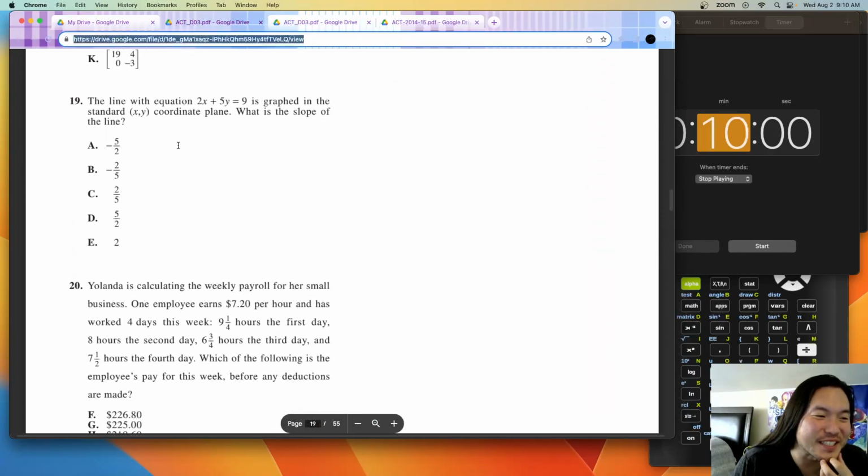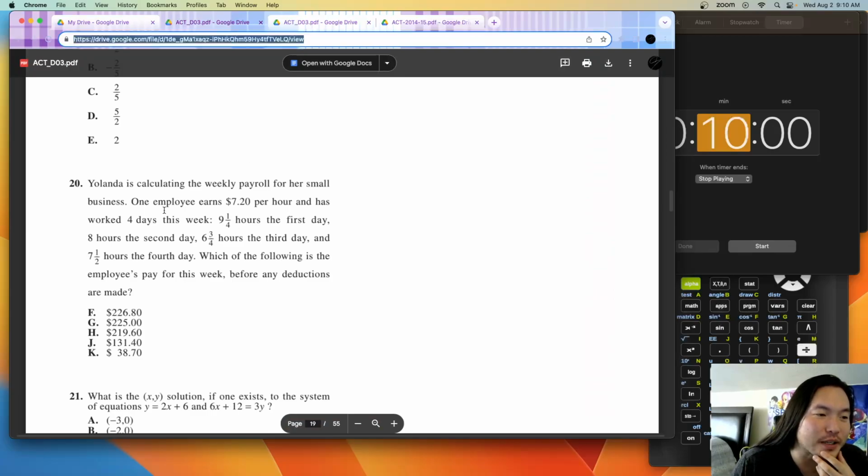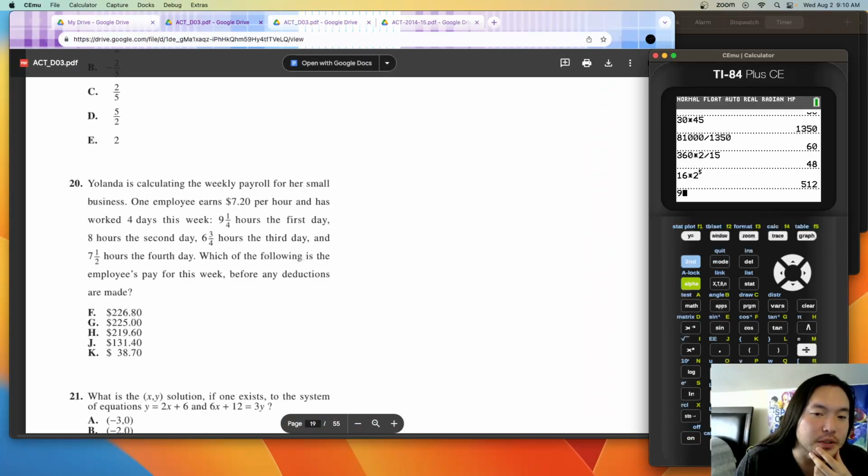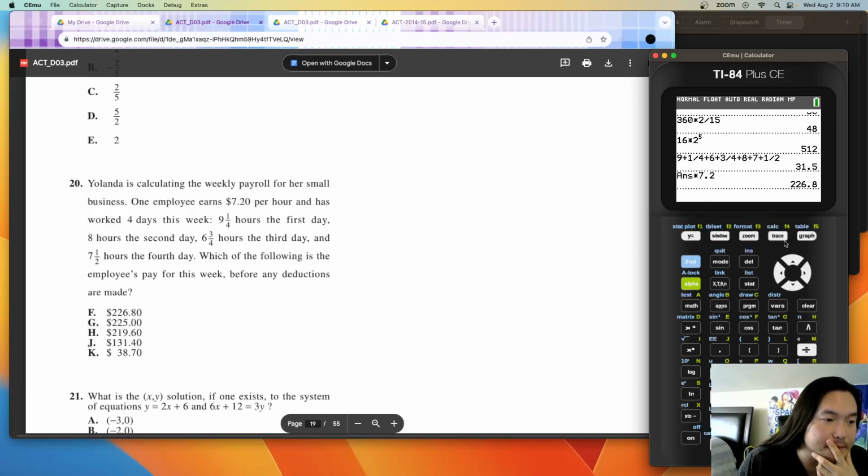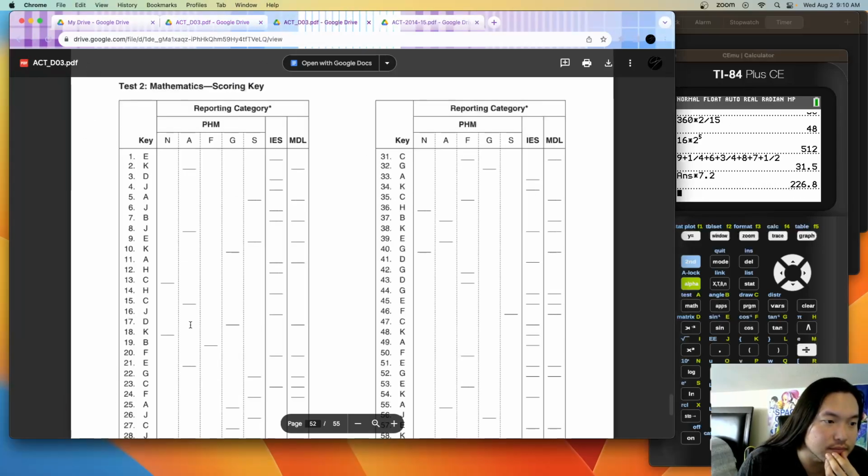So free. Don't be intimidated by questions like 20. Here you just add up all the numbers. 9.25, so you can even do 9 plus a quarter, that's also fine. Plus 6 plus 3/4. I made a typo. Can't be making typos. Hopefully you know that 1/2 is 0.5, so you could use 7.5. And then you multiply this by $7.20, and the correct answer should be F. 20's F, yes.